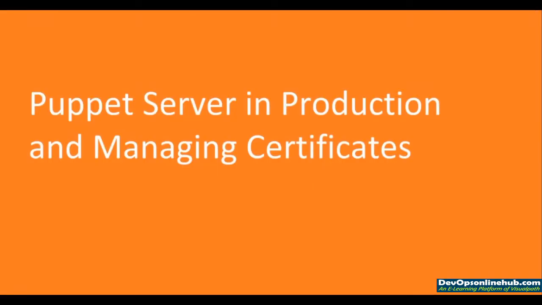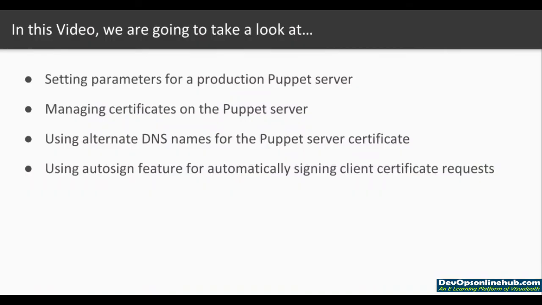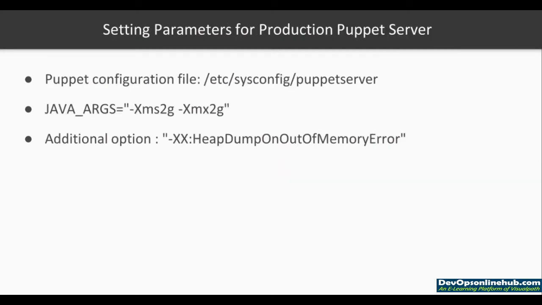In the previous video, we went through an overview of the Puppet language and learned to write a basic module. In this video, we will learn about configuring parameters on the Puppet server for optimal performance in production, managing certificates on the Puppet server, using alternate DNS names for the Puppet server certificate, and using the autosign feature to automatically sign client certificate requests. The default Puppet server configurations work for most infrastructures.